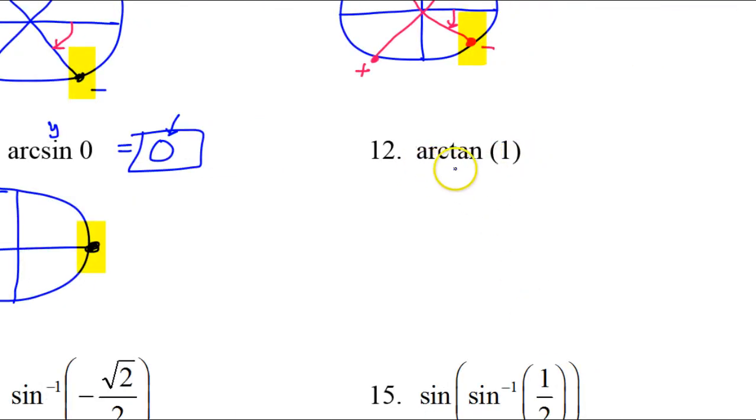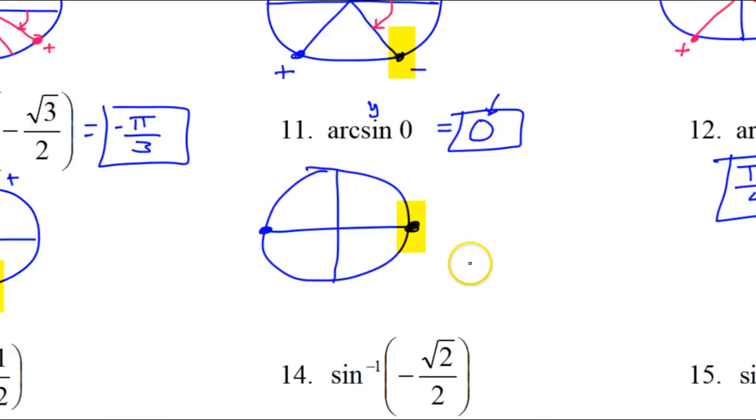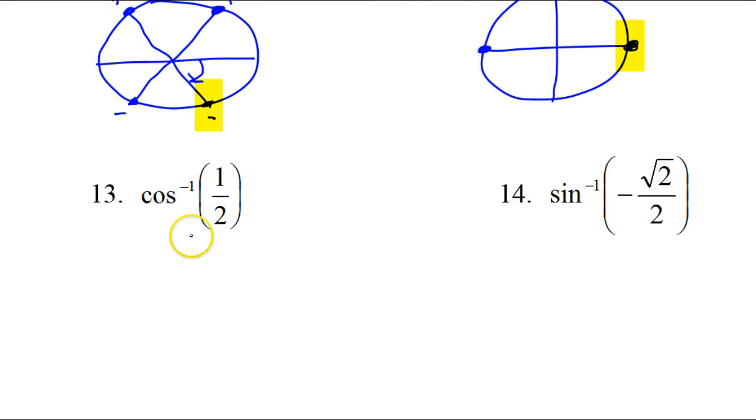Arctangent of 1. Arctangent is just an angle. It's the angle whose tangent is 1. So the tangent of what angle is 1? Well, that's right off the chart. Tangent of pi over 4 is 1. So the answer is pi over 4, and that's in the range restriction, so we don't have to think about it any further than that.